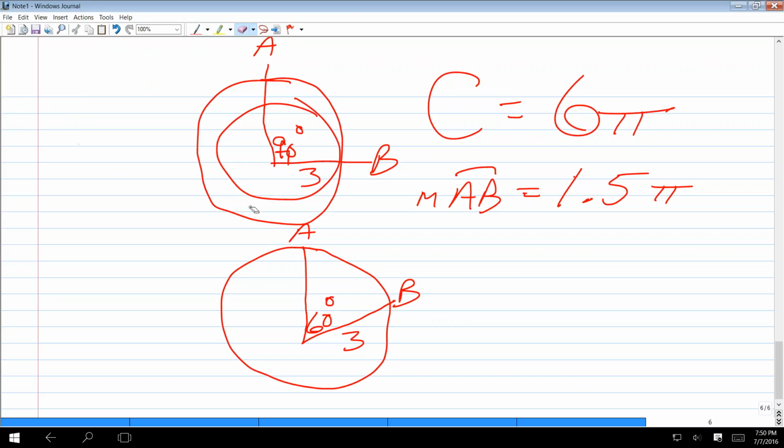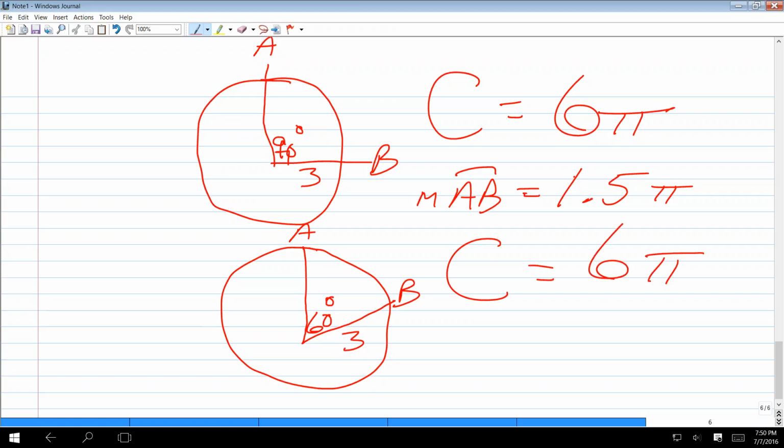In the second problem, how much of the circumference do we want? First of all, tell me what the circumference is in the second problem. Same thing. The circumference would be 2 pi 3, 6 pi again. Okay. Now, what's the measurement of AB in the second? And that's what these symbols mean. That means the measurement of arc AB. Yeah, that would be 60.